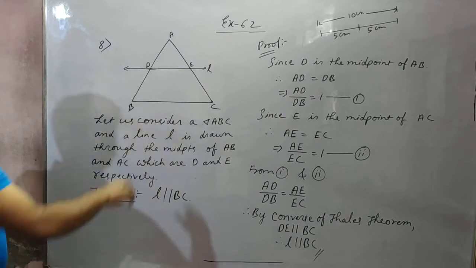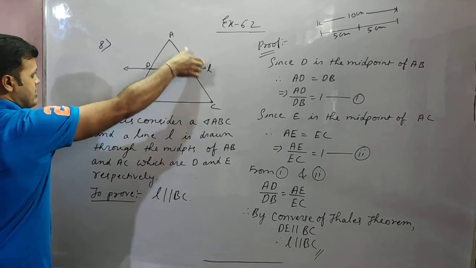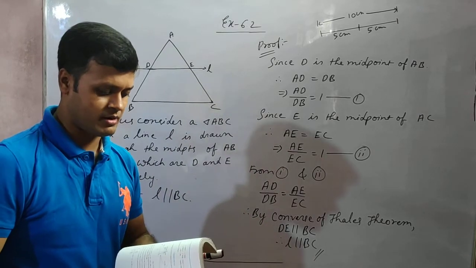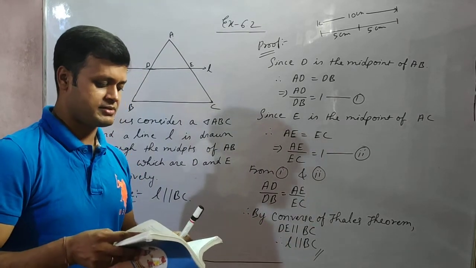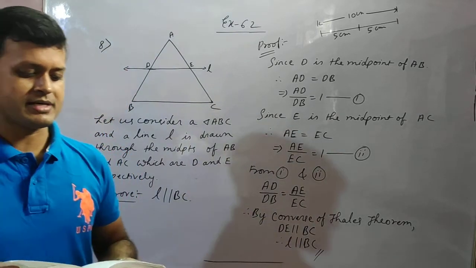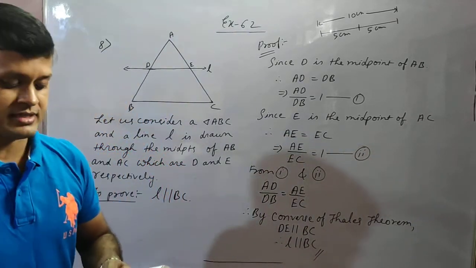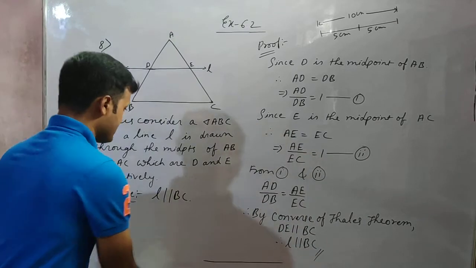Now you see here, if AD by DB is equal to AE by EC, so according to theorem 6.2, that is the converse of Thales theorem. What does the converse of Thales theorem say? If a line divides two sides of a triangle in the same ratio, then the line is parallel to the third side.